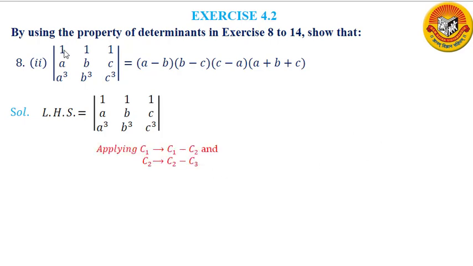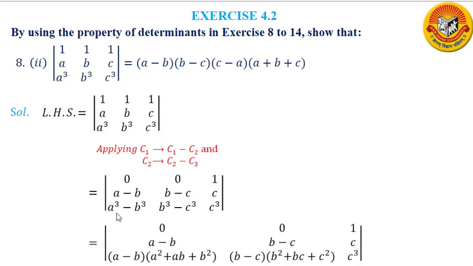So if I subtract the second column from the first column, I get A minus B, and similarly if I subtract the third column from the second column, I get B minus C, right? So on C1 I am applying C1 minus C2. So this 1 minus 1 I get 0, then A minus B, then A cube minus B cube. In the second column I am subtracting the third column, so 1 minus 1 is 0 again, B minus C and B cube minus C cube. And the third column will remain as it is.